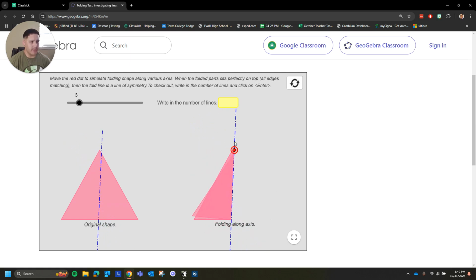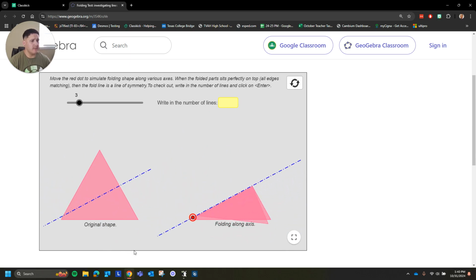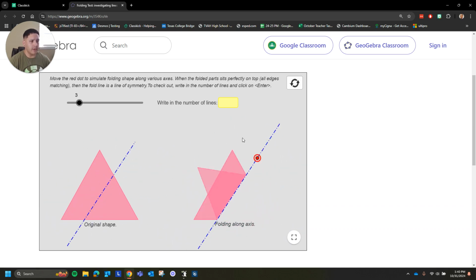Number 3, again, we got symmetry going vertically, horizontally right there, and then, well, not horizontally, in a diagonal, and so on and so forth.